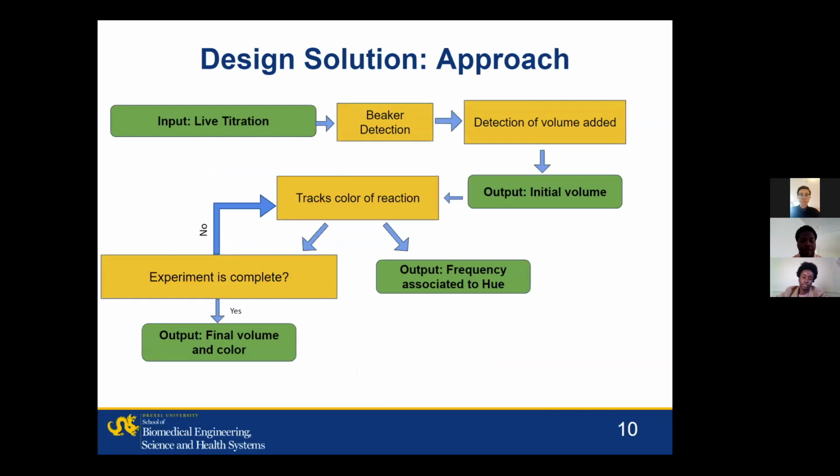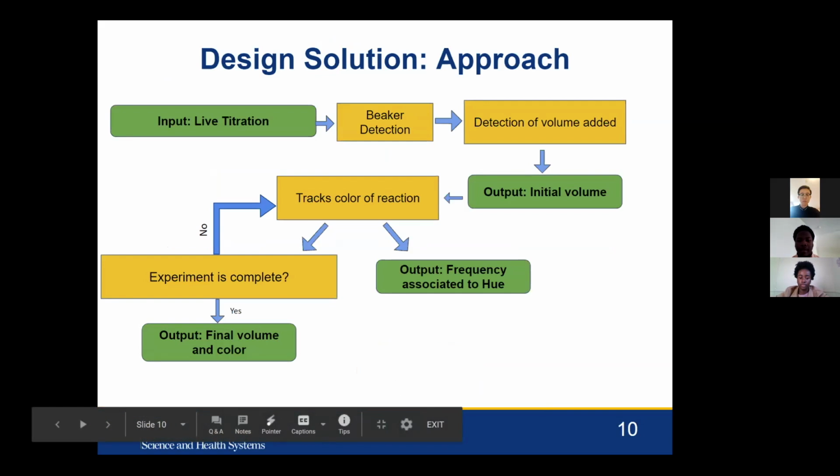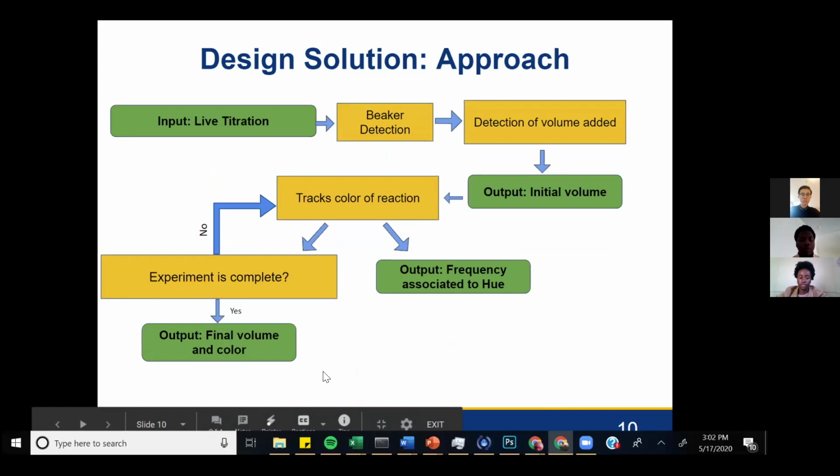Our design approach is to take the live titration video, detect the beaker, move on to detection of the initial volume added, output that initial volume, and go into a loop where we track the color of every single frame and output a frequency associated to the hue of that frame. Leave the loop once the experiment has been deemed complete by the program, and output the final volume and color.